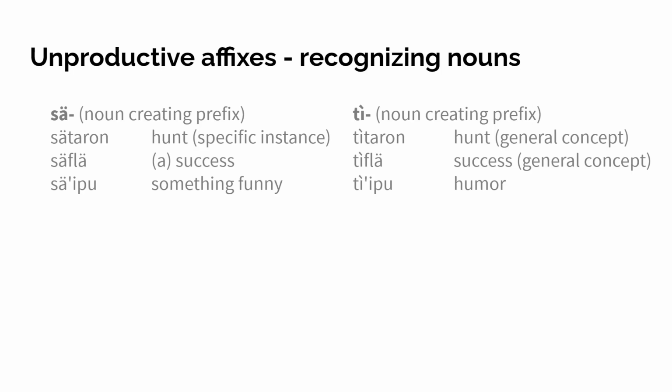So you see, se and te can create nouns from a lot of different types of words, because we had taron, which is a verb, fle, which is also a verb, and ipu, which is an adjective. And actually, te can even create nouns from other nouns. So we also have elan, which is friend, and there is an example word. We also have the word te elan, which is friendship. So there, a more abstract noun is created from a noun.